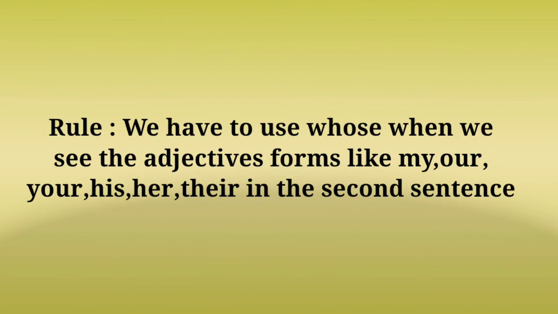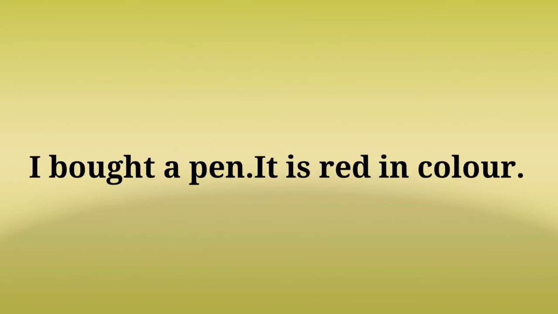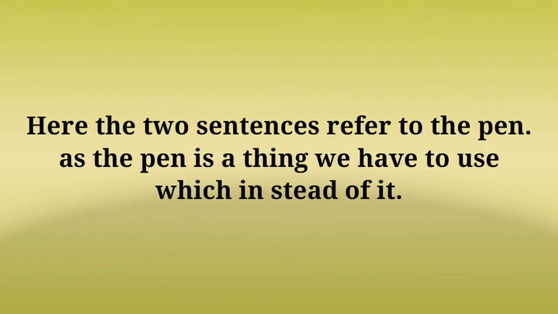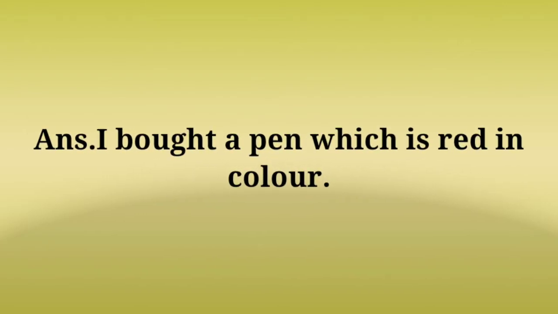Rule. We have to use whose when we see the adjective forms like my, our, your, his, her, their in the second sentence. Next example. I bought a pen. It is red in color. Here the two sentences refer to the pen. As pen is a thing, we have to use which instead of it. The answer is, I bought a pen which is red in color.